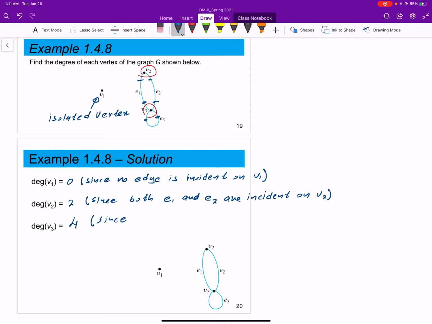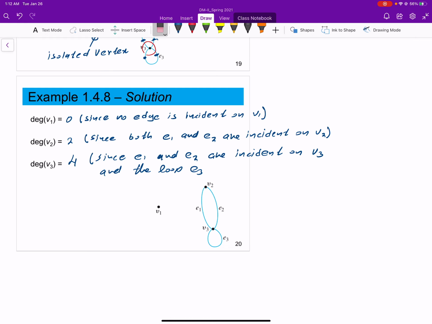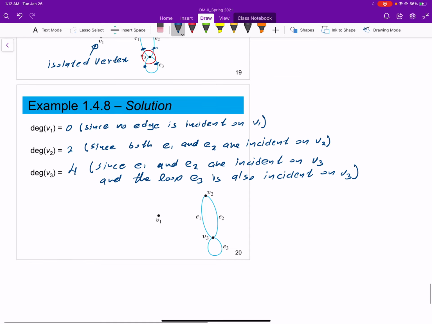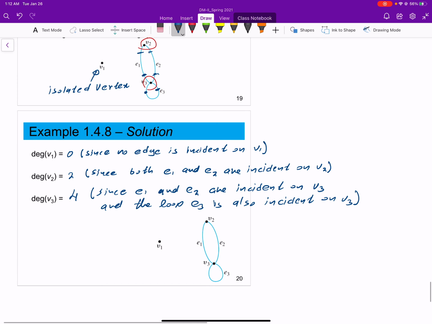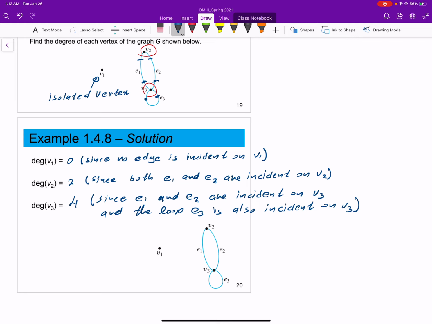Since E1 and E2 are incident on V3, and the loop E3 is also incident on V3, all right, then there are four edges incident on the vertex V3, so the degree is 4.